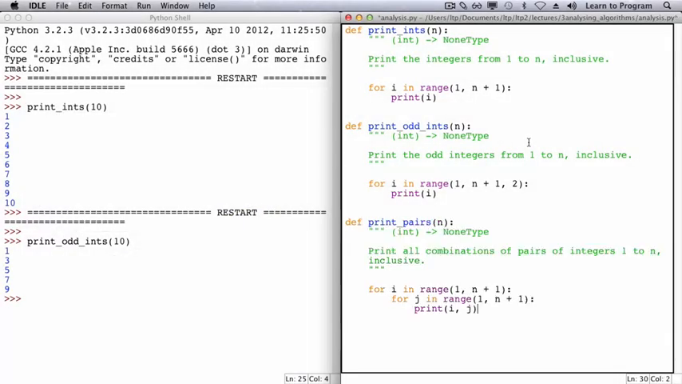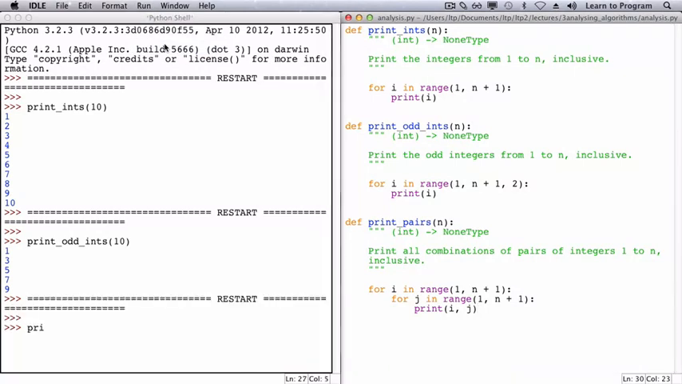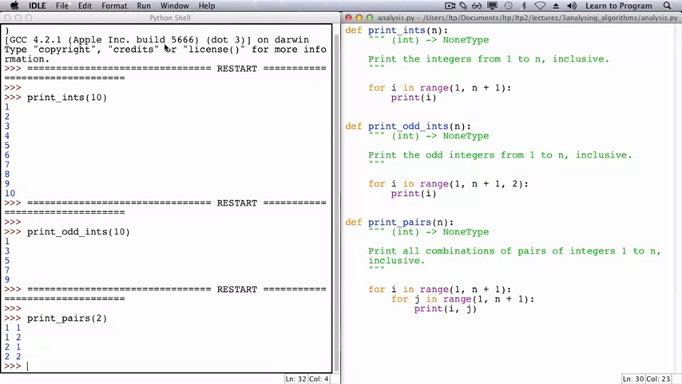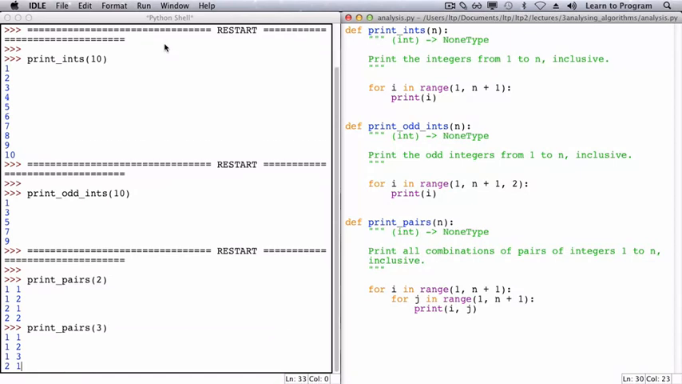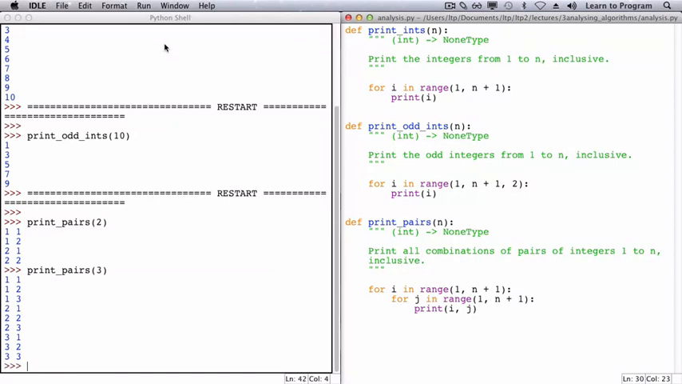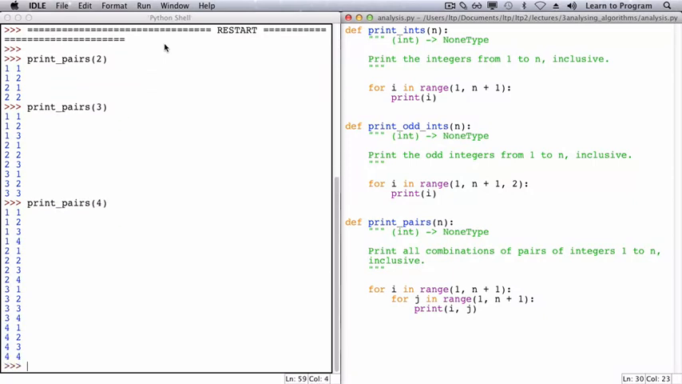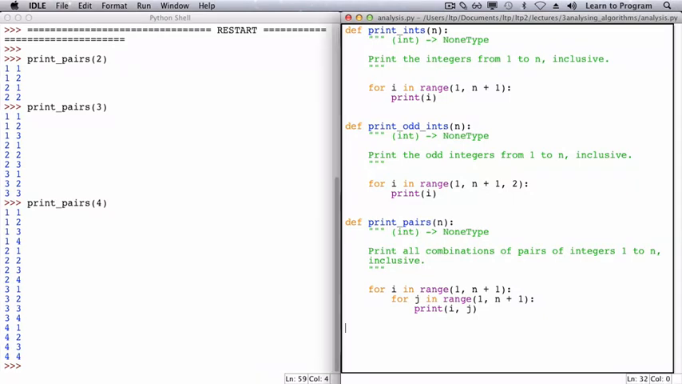Next up, we'll analyze function print_pairs. It prints all combinations of pairs of integers from 1 to n inclusive. We're going to start by calling this function a couple of times. First, we'll call print_pairs with an argument 2. In that case, 4 pairs are printed. We'll call it again with the argument 3. In this case, we've got 9 pairs being printed. Now with the argument 4. There are 16 pairs printed. Do you see a pattern? For the argument n, the print function is called n² times.